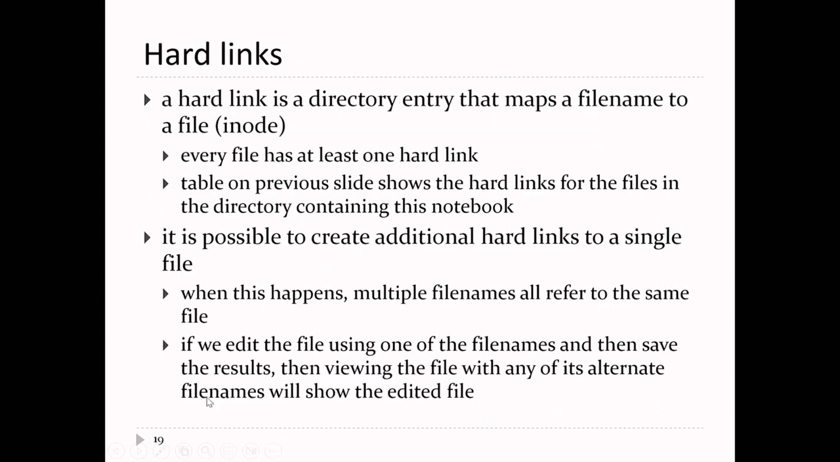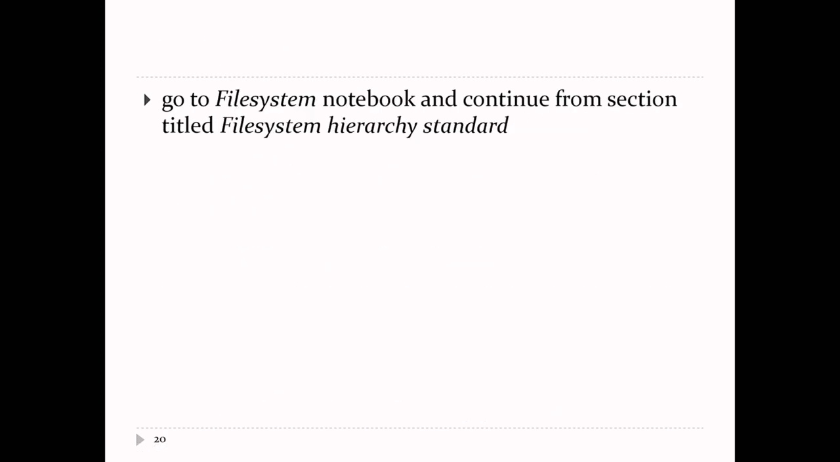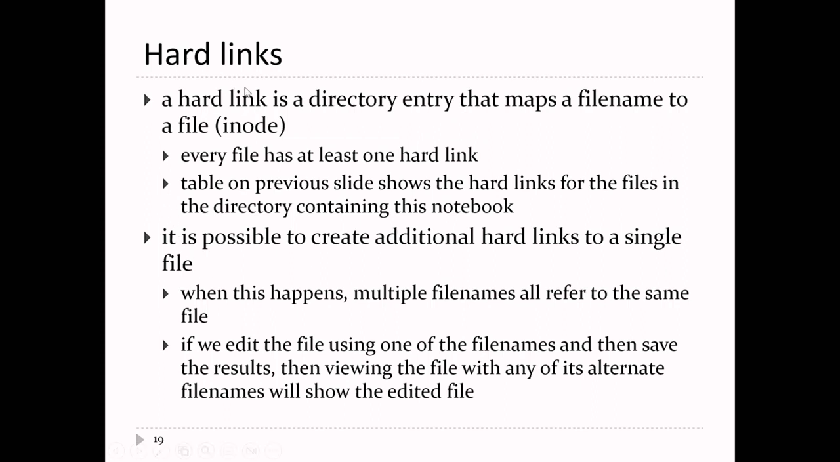Hard links. Okay, so a hard link is a directory entry that maps a file name to a file, or an inode. So on this table here, each entry you can think of as being a hard link. So images, that's the directory associated with inode number 662,400. Animals.txt, that's the file associated with inode number 662,411. That's what a hard link is. So if you have a file on your disk drive, it has to have a hard link. It has to have a name. It has to have a mapping of a name to an inode.